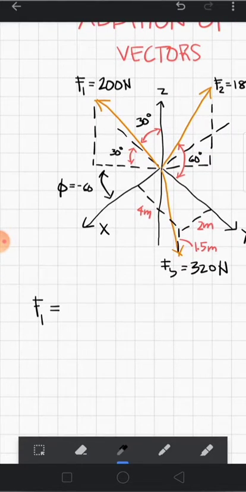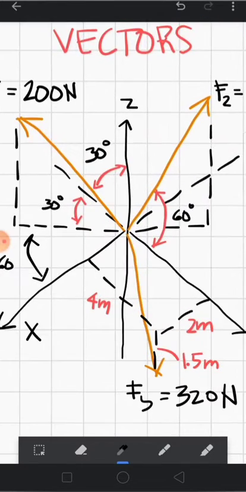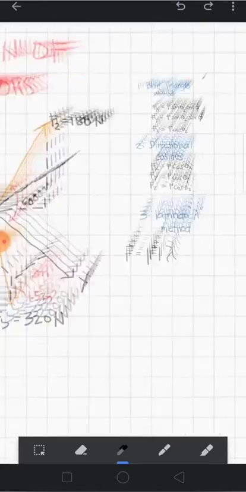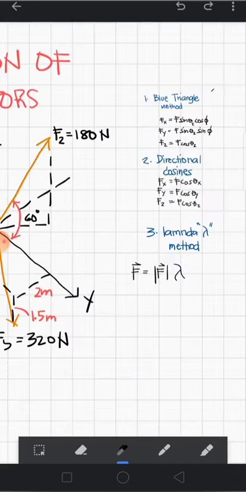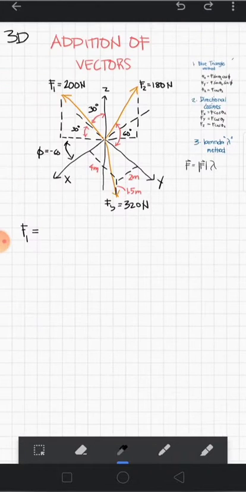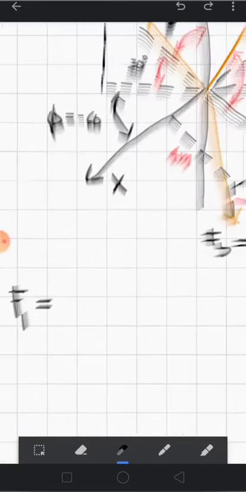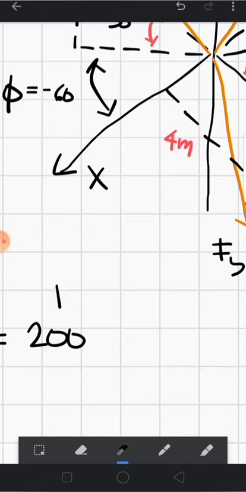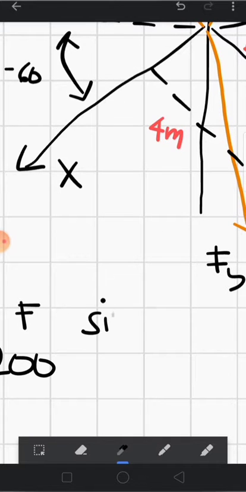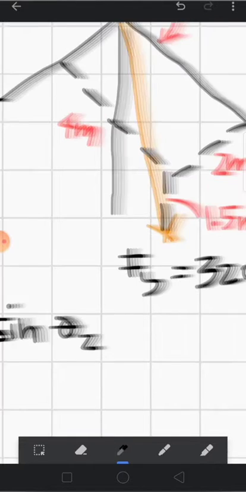And then the theta z is 30 degrees, positive z towards the force. So with that information, we can now solve for Fx, Fy, Fz by substituting to this formula. F sine theta z cos phi. So what we have here is 200 newtons times, that's the force, this F sine theta z cos phi.